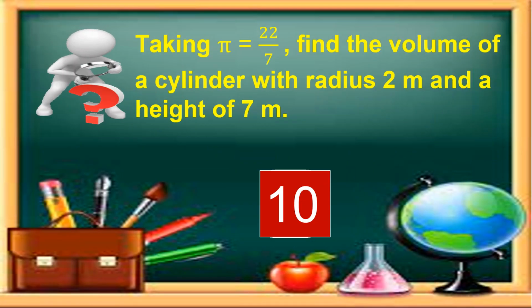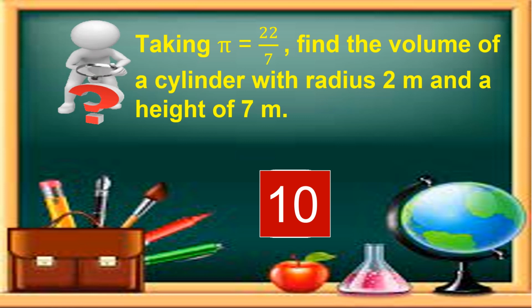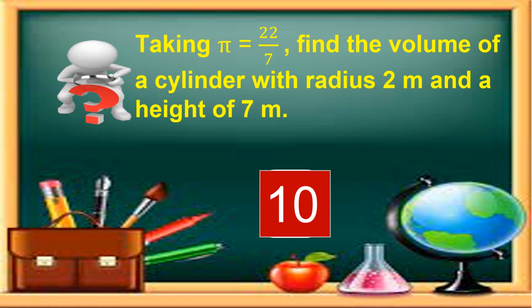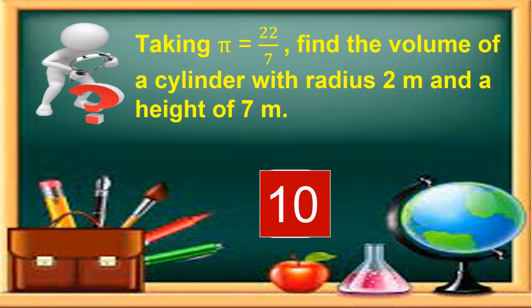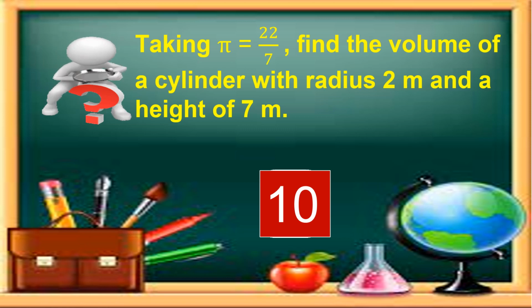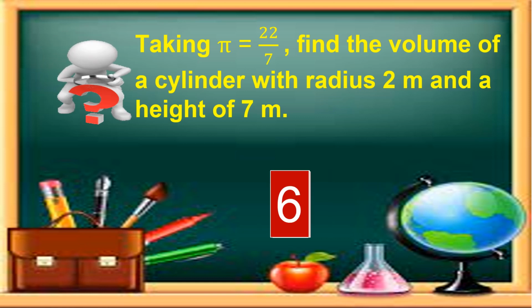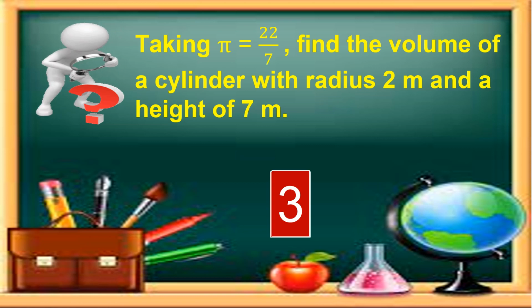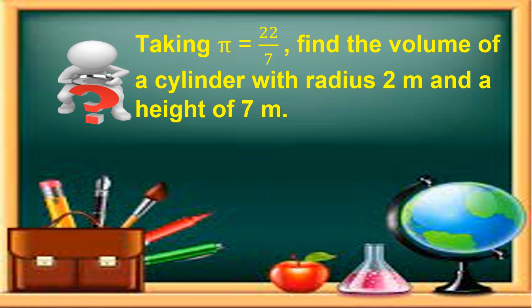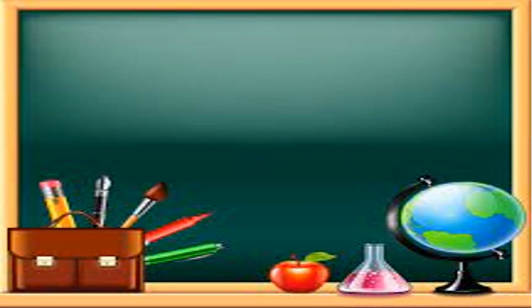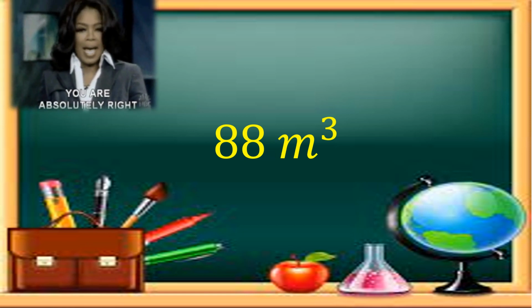Now let us have a short quiz. I will give you 10 seconds to answer this one. So let us read all together. Taking pi is equal to 22 over 7, find the volume of a cylinder with radius 2 meters and a height of 7 meters. Timer starts now. Time is up. What is your answer? So the answer is 88 cubic meters, and you are correct.